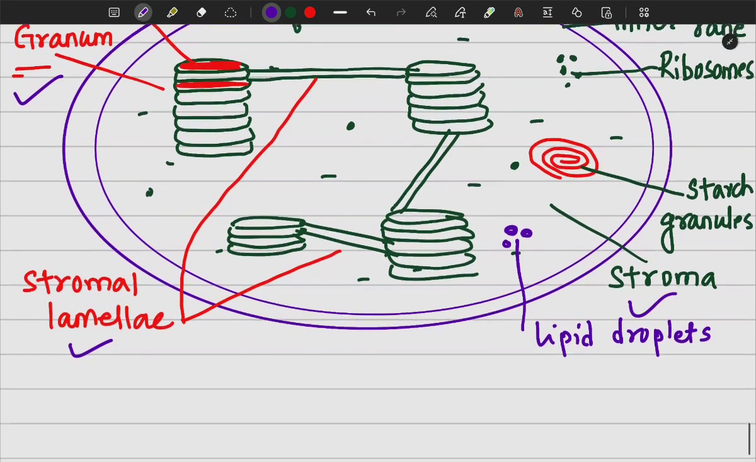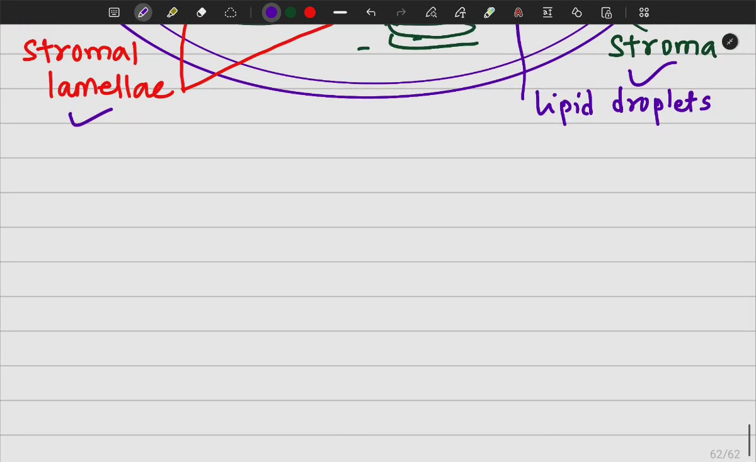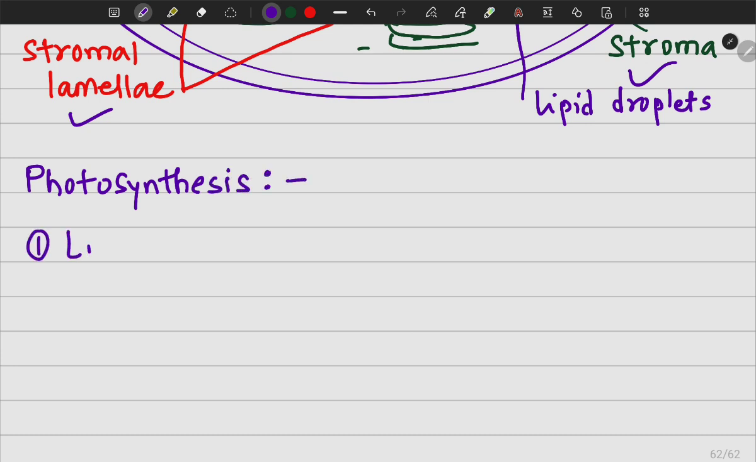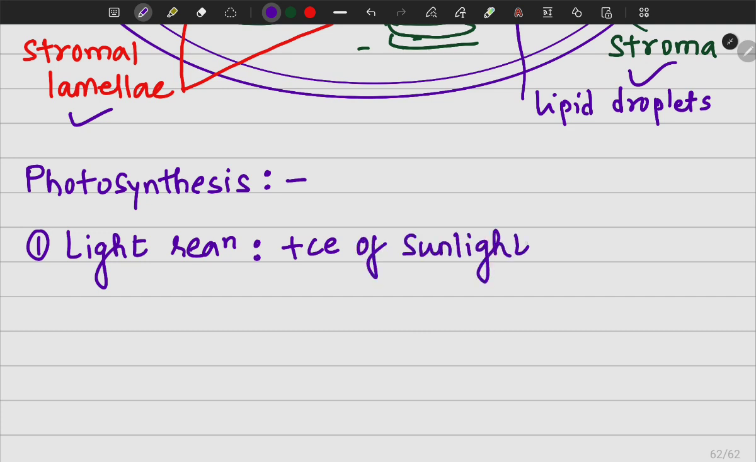Now if we talk about photosynthesis, then photosynthesis is actually a two-step process. The first step is the light reaction. Light reaction, as the name suggests, occurs in the presence of light, the presence of sunlight. And the other step is the dark reaction.